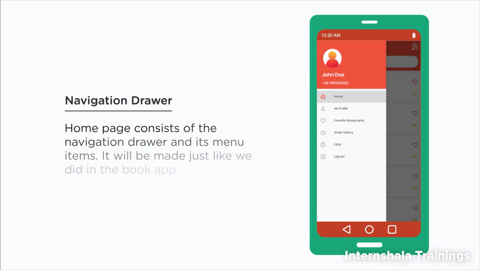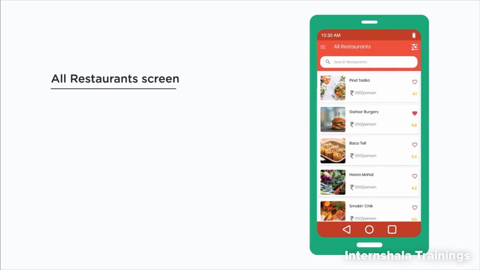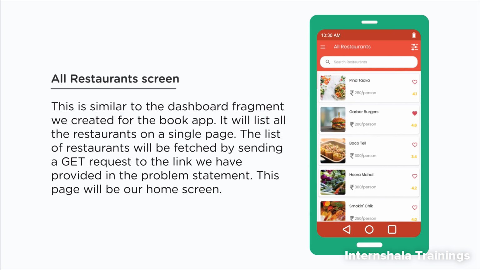Navigation drawer. Home page consists of the navigation drawer and its menu items. It will be made just like we did in the book app. All restaurant screen. This is similar to the dashboard fragment we created for the book app. It will list all the restaurants on a single page.